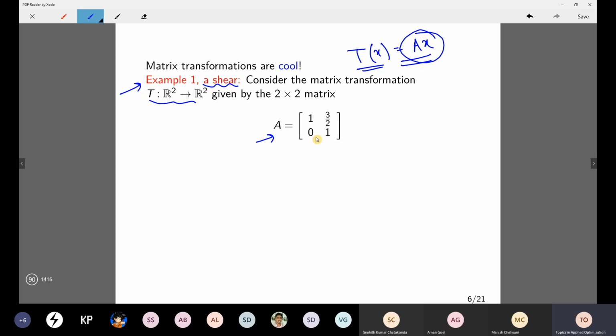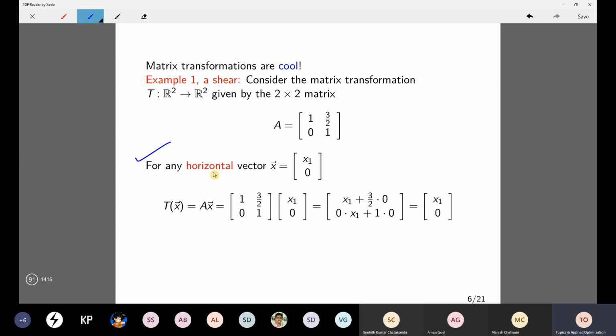Now, let us say that A is this. Let us see what it does to the horizontal vector. So the x vector is this, where the y component is 0, so x1, 0 is the vector I'm considering. I want to know what this linear transform will do to all those vectors which lie on the x-axis. If we multiply and compute all this, it seems like it did not change the vector at all. So the vector remains in its own place. Any vector that is horizontal, multiplying by the matrix doesn't change it.